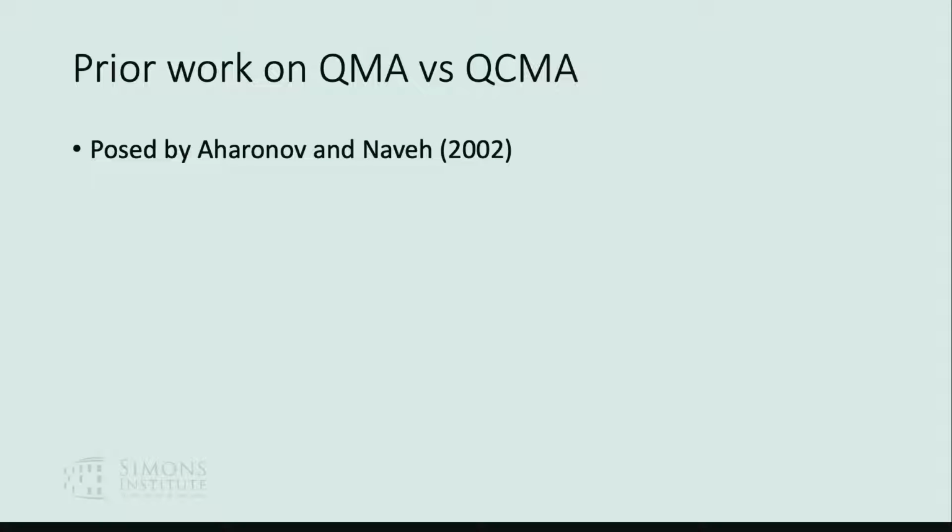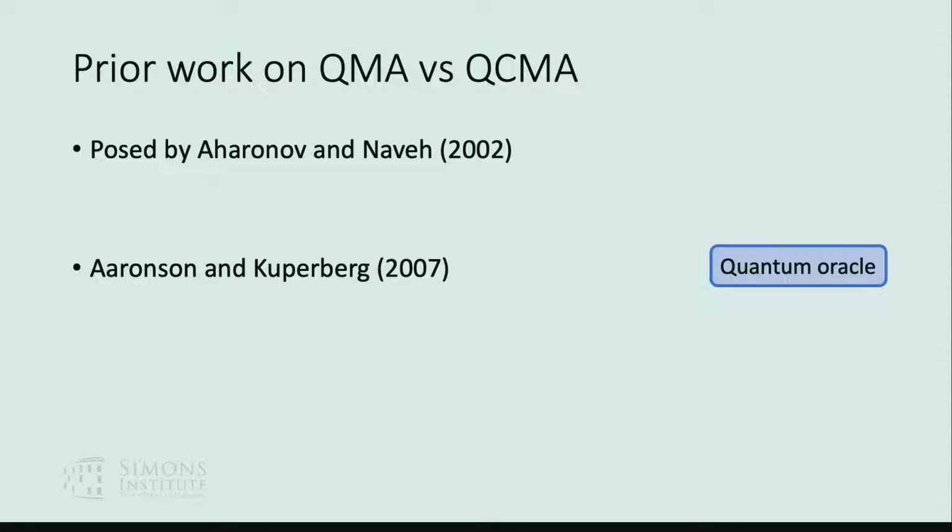Okay, so prior work: it was first posed by Aharonov and Naveh in the Quantum NP survey, I believe. Then 5 years later, Aaronson and Kuperberg had the first separation using a quantum oracle. So be ready, I'm going to say a bunch of oracles with different names. For now, I'm going to give a brief description of these oracles, but don't pay too close attention to them. What you need to know, I'll tell you later.